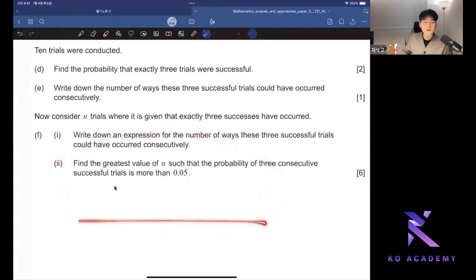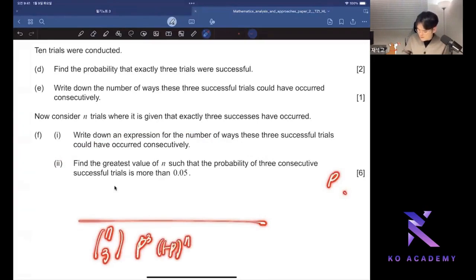But then what goes in the denominator? In the denominator, there should be the probability of succeeding 3 times out of 10. So how do we do that? It's n choose 3. Let's just call the success rate p. We calculated it above, but it's p cubed times (1-p) to the power of n-3. So the probability of the case where all 3 are consecutive will be the same. But there were cases up to n-2, right? So here we have (n-2) times p cubed times (1-p) to the power of n-3.